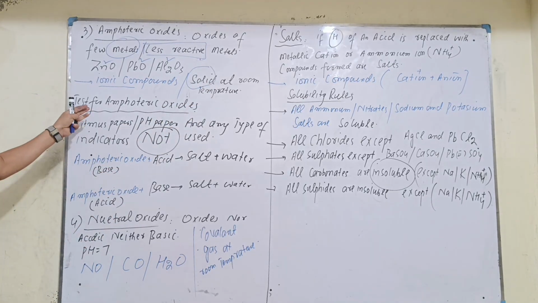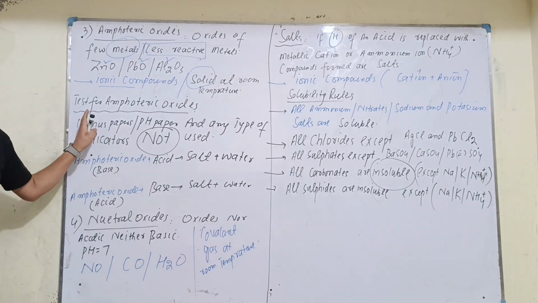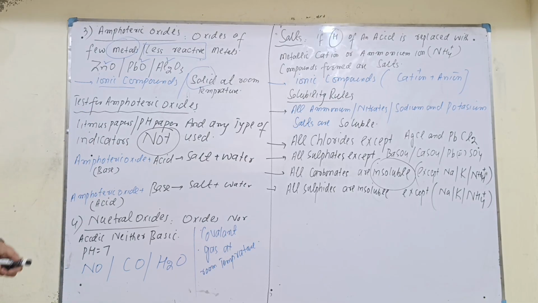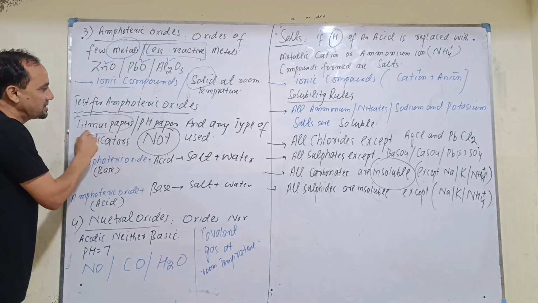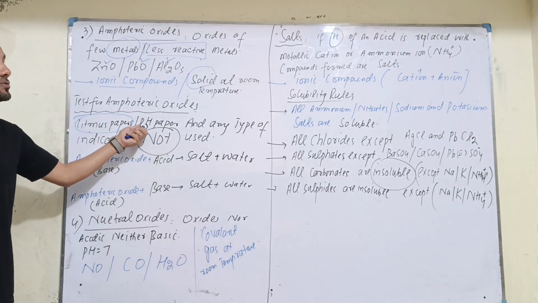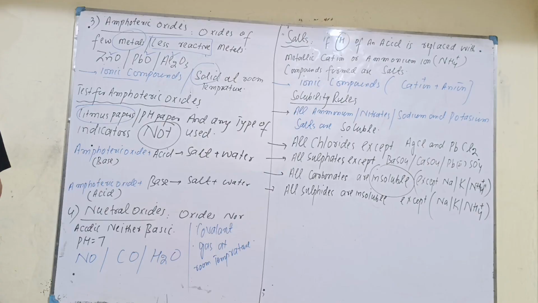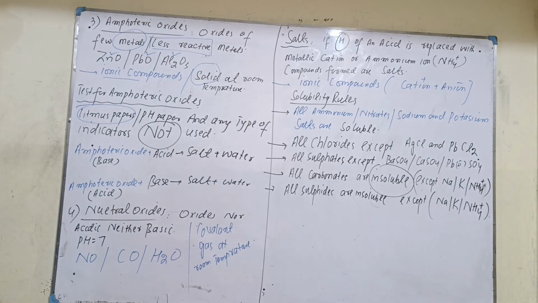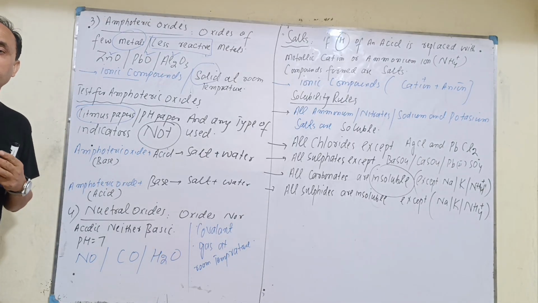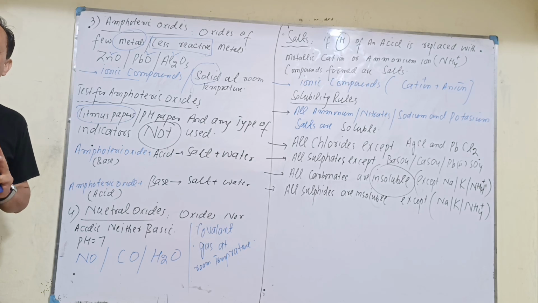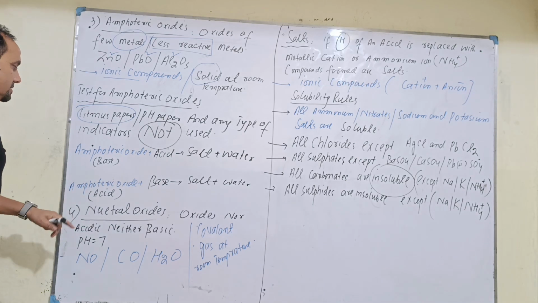Now, how to confirm that the given oxide is amphoteric? Keep in mind, it's a common question in your paper. You can't use litmus paper. You can't use pH paper. You can't use any type of indicators. Then how to confirm that the given oxide is amphoteric? It is only through chemical reactions.